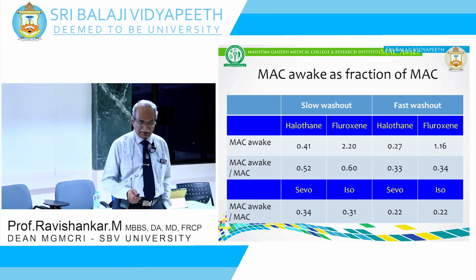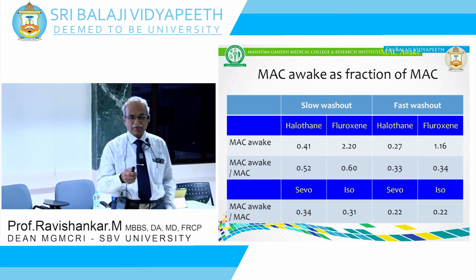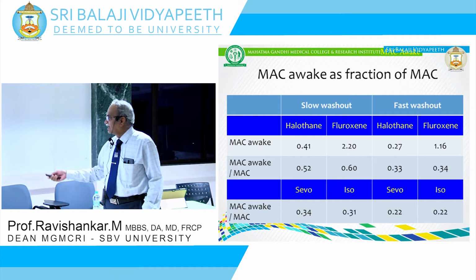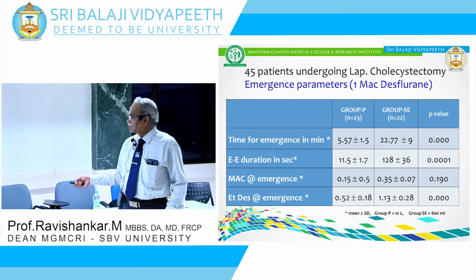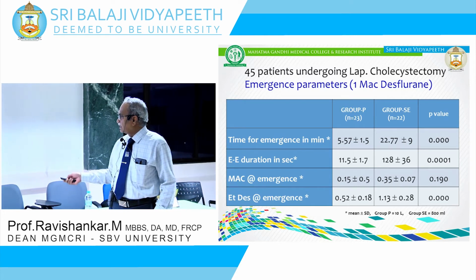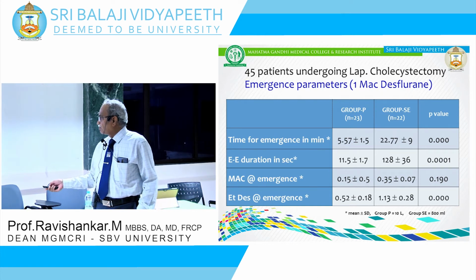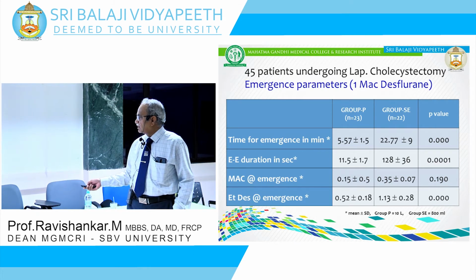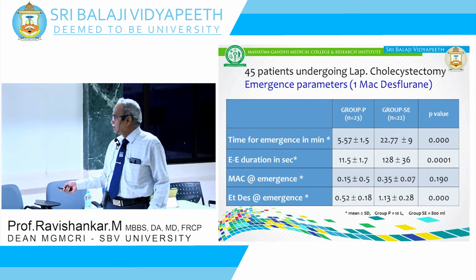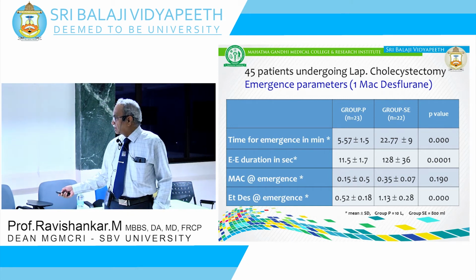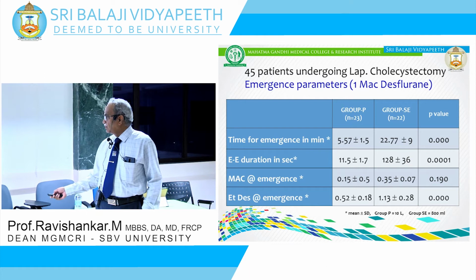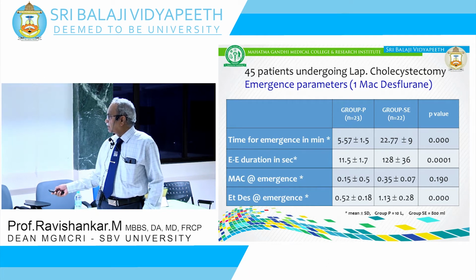So we have done a study here in our institute. I don't know how many of you are aware of that. With desflurane, and this is an unpublished report. The MAC awake, when you do a fast washout where 10 liters of flow is given, is 0.15. When there is a slow washout, it is 0.35 for desflurane. And the absolute value is 0.52 and 1.3.